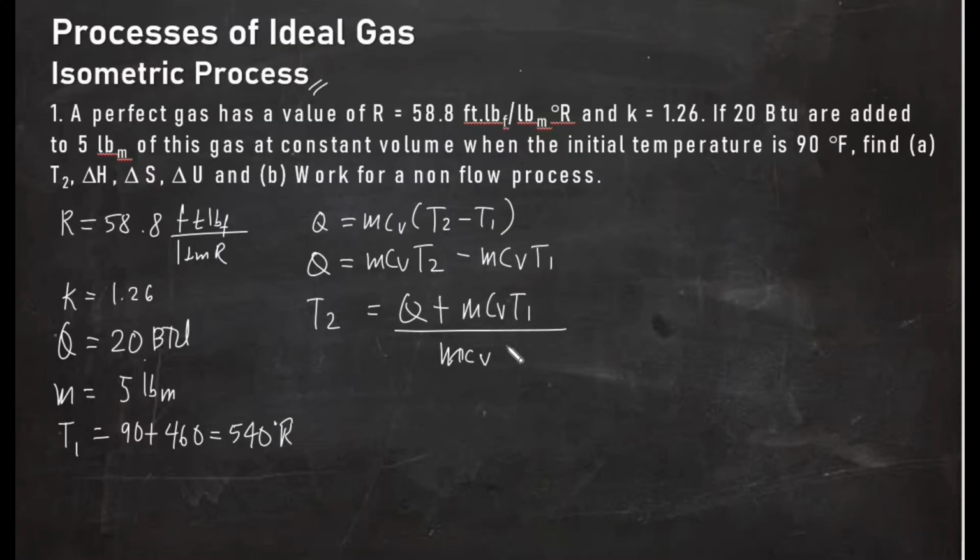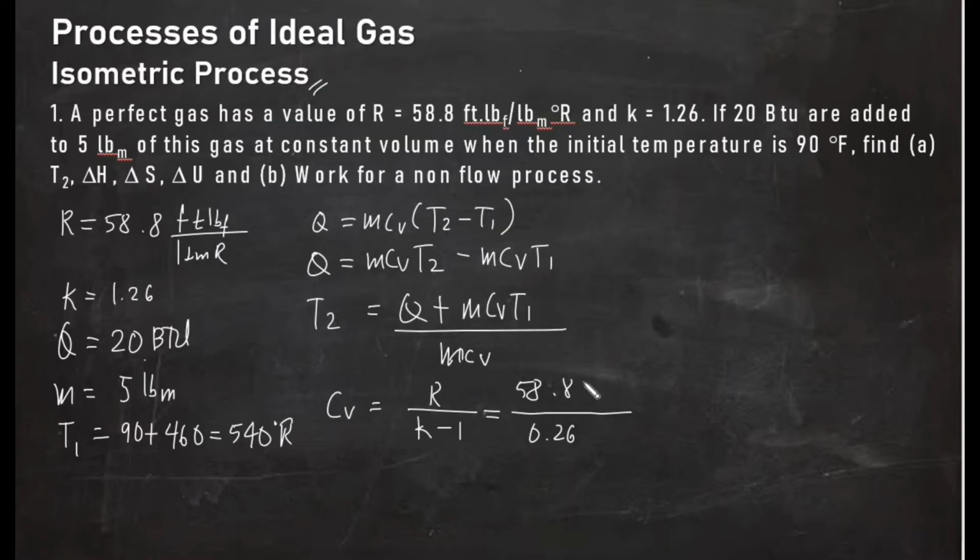Now we have our heat and our T sub 1. What we don't have is c sub v, the specific heat at constant volume. But we are also given R and k. Based on our given, we can solve c sub v using the formula R over k minus 1. Your R is equal to 58.8 foot-pound force per pound mass Rankine, and k is 1.26 minus 1, so that is 0.26.